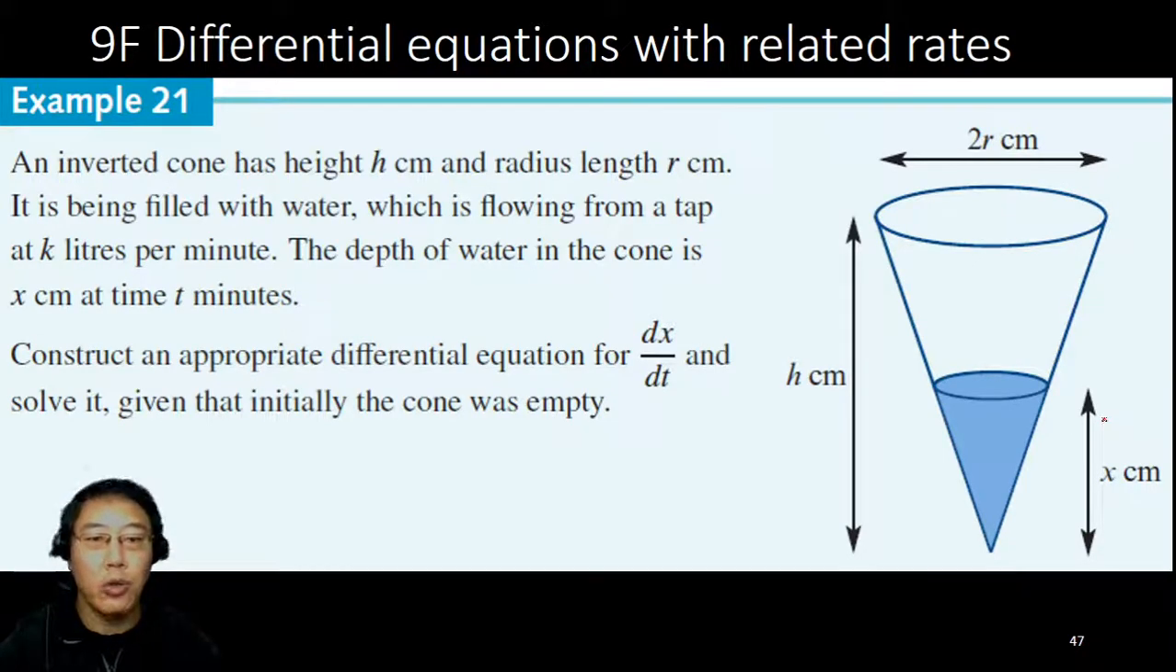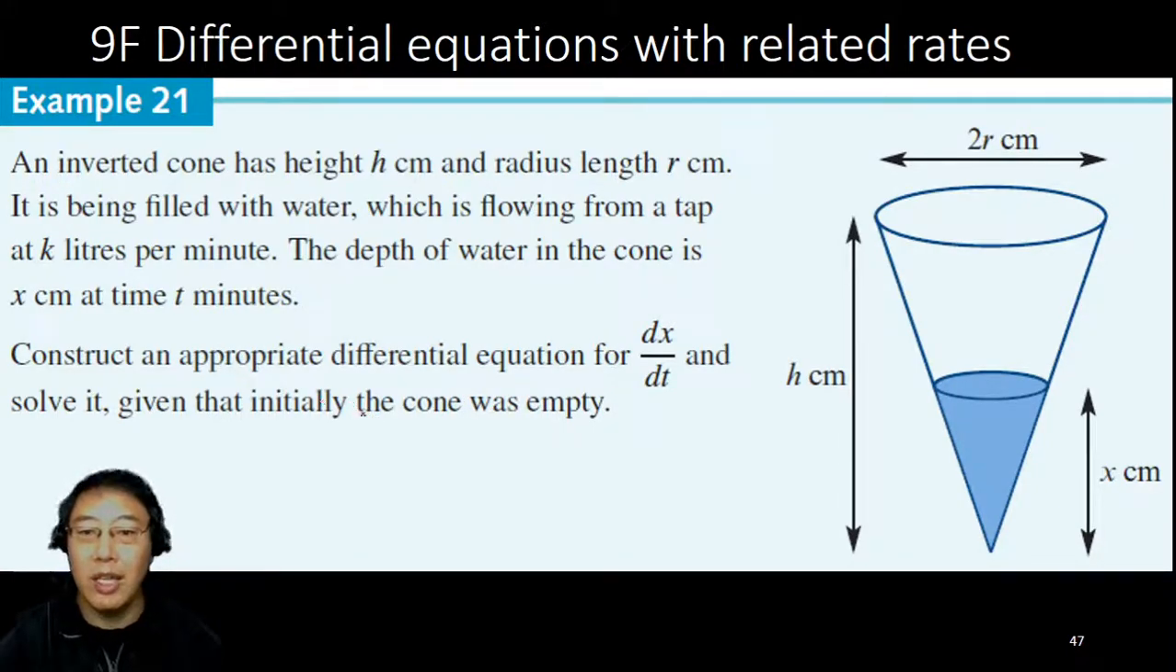So the height of the water, or the depth of the water, is x centimeters, and that's a variable at a given time t. We need to construct an appropriate differential equation for dx over dt, so it's the rate of the depth of the water over time, and you need to solve it in terms of t.